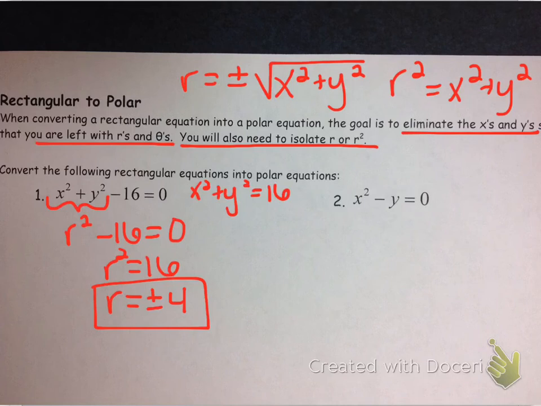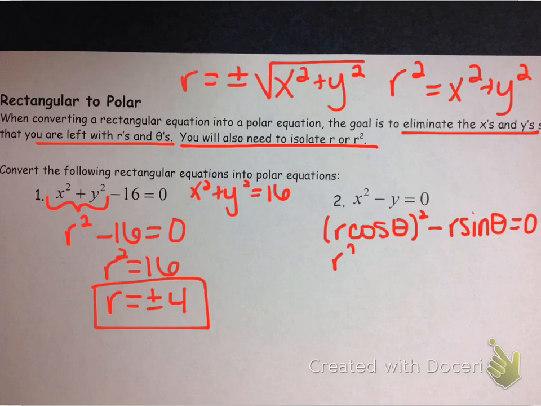I can go ahead and move y over first, or I could substitute first. It honestly is not going to matter. I'm going to go ahead and substitute first because that is what people typically do. So x is r cosine of theta, and it's being squared, and y is r sine of theta, and it's not being squared. And so what this first part of the equation becomes is r squared times cosine squared of theta minus r sine of theta.